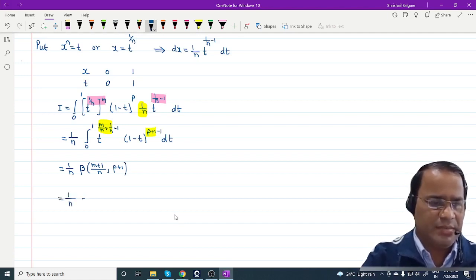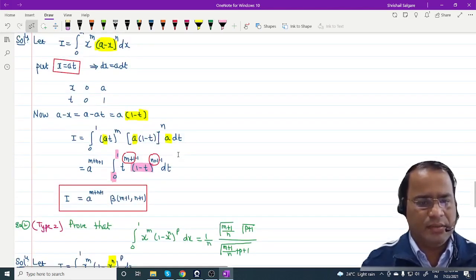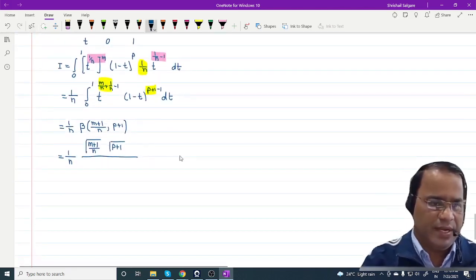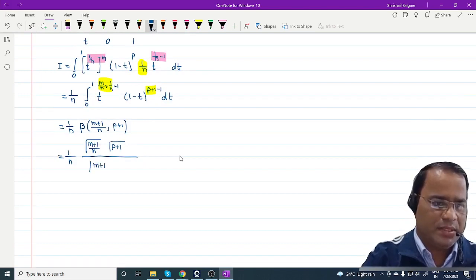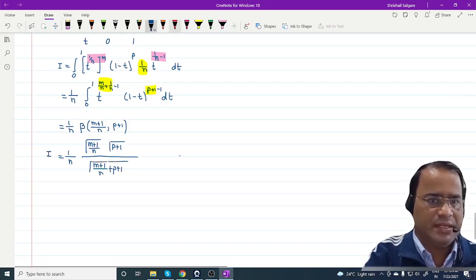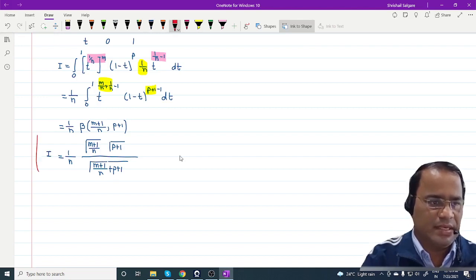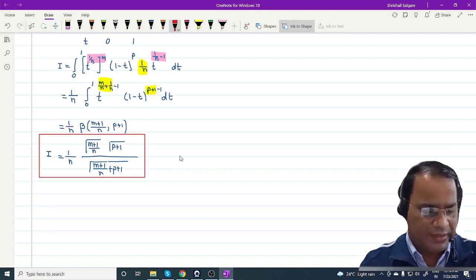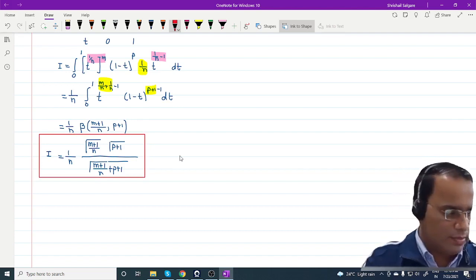By using the relation between beta and gamma, this can be written as gamma of m plus 1 divided by n into gamma of p plus 1, divided by gamma of m plus 1 divided by n plus p plus 1. So this is the evaluation of the integral that you have to prove, the second type, where you are substituting x raised to n is equal to t. So one more type I will cover and I will stop.